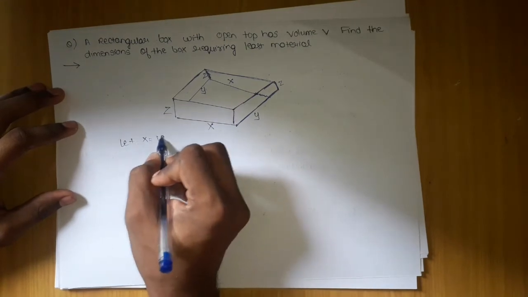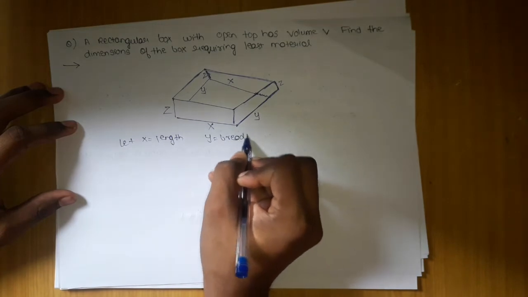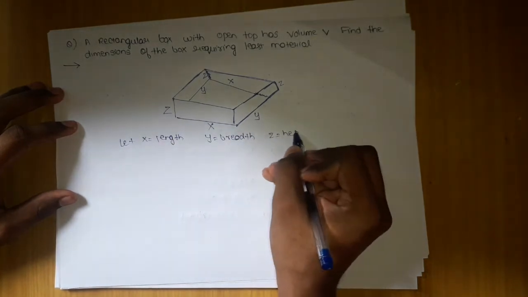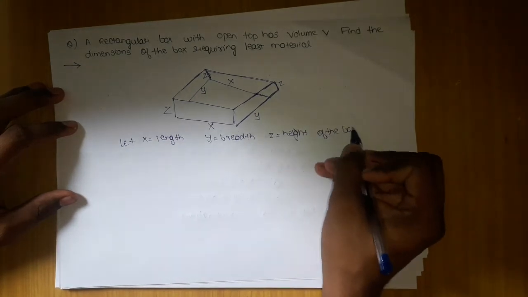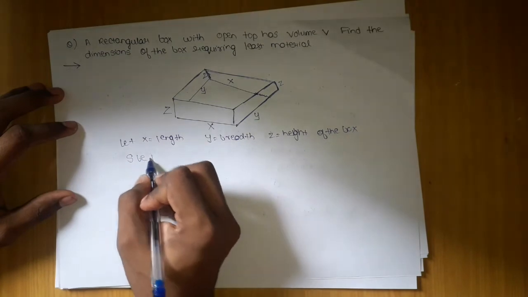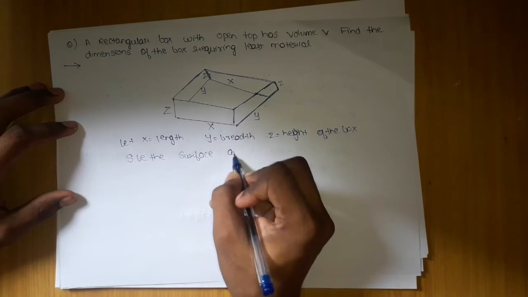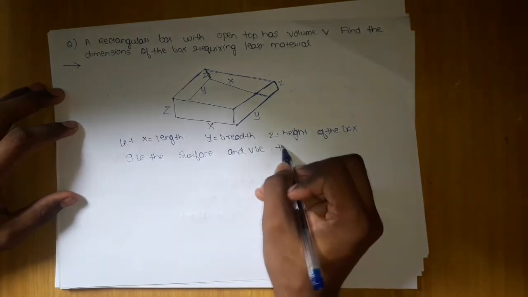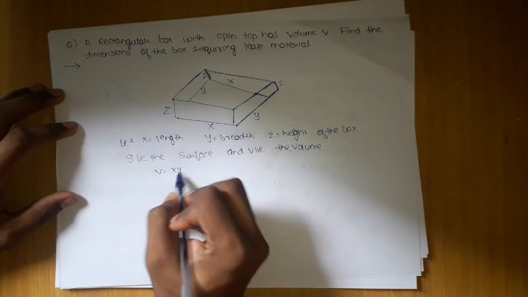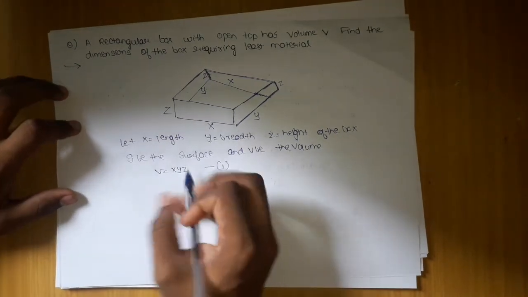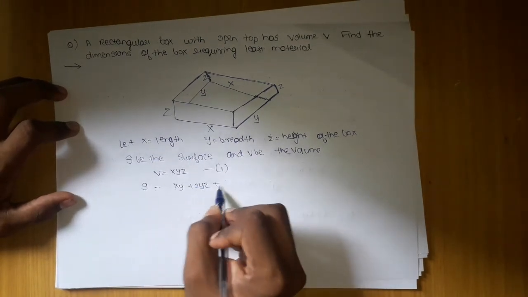Let x equal length, y equal breadth, z equal height of the box, S be the surface area and V be the volume. So if V is the volume, we can write V equals xyz. This is the general equation of volume. Now the surface area is xy plus 2yz plus 2xz.